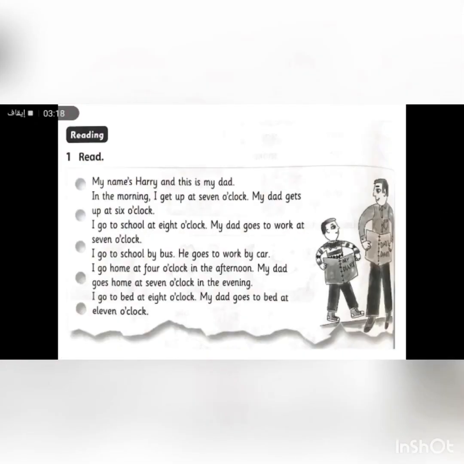Now, open your workbook page 62. Exercise number 1. Read. My name's Harry, and this is my dad. In the morning, I get up at 7 o'clock. My dad gets up at 6 o'clock. I go to school at 8 o'clock. My dad goes to work at 7 o'clock. I go to school by bus. He goes to work by car. I go home at 4 o'clock in the afternoon. My dad goes home at 7 o'clock in the evening. I go to bed at 8 o'clock. My dad goes to bed at 11 o'clock.